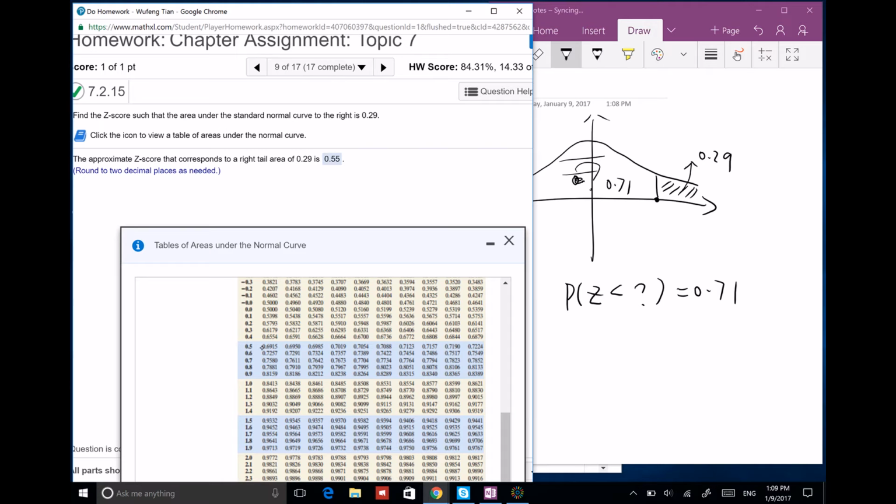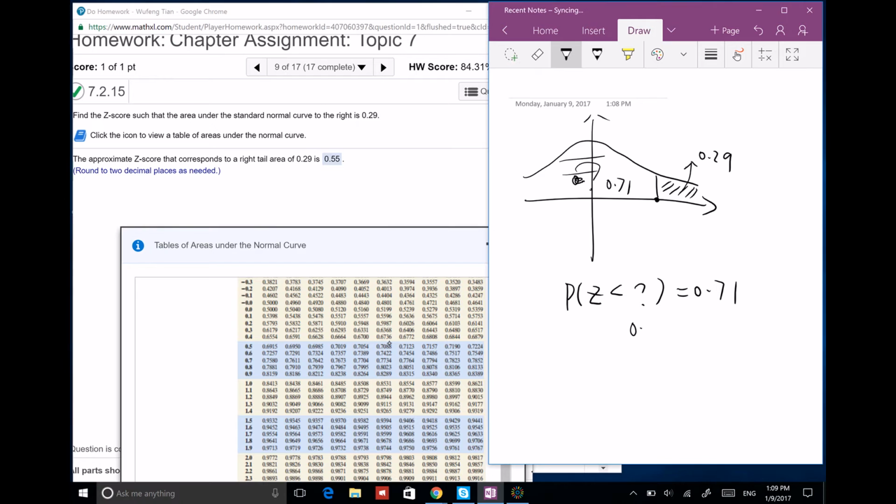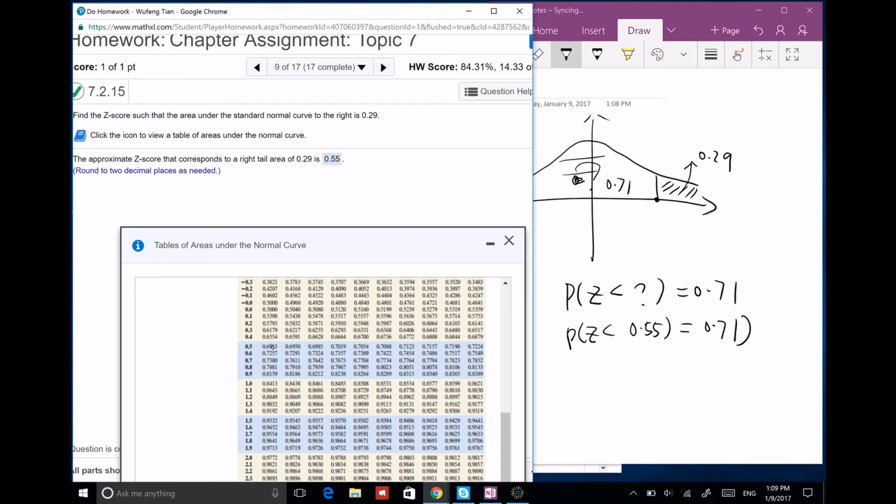So 0.71, going across, 0, 1, 2, 3, 4, 5. So the probability of z less than 0.55 equals 0.71. Okay, this is 0.71. The closest number to 0.71 is this one, so it's 0.55.